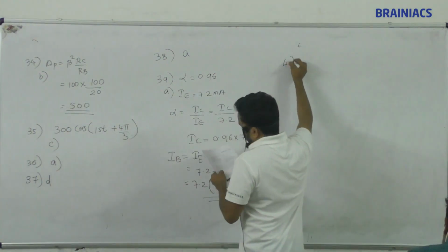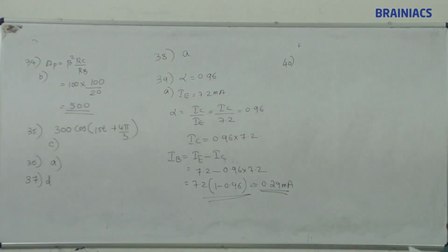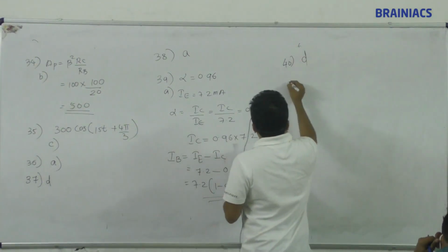40. In the circuit given below, A and B represent two inputs, and this is which gate? OR gate. Option D. 40 D.